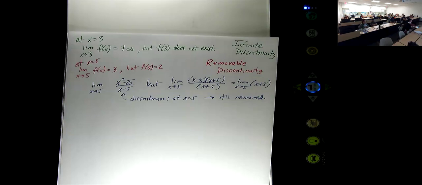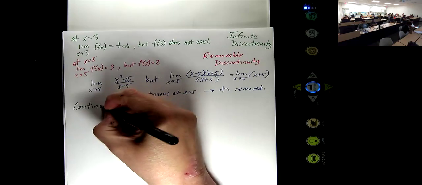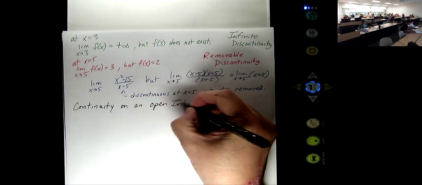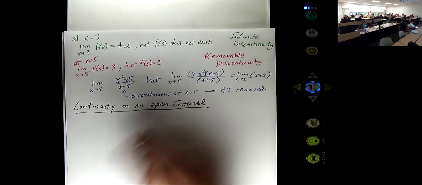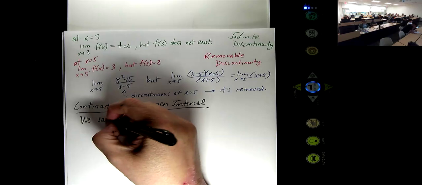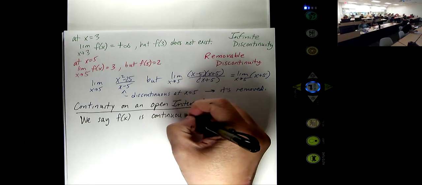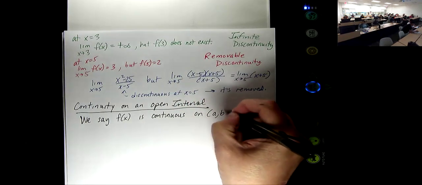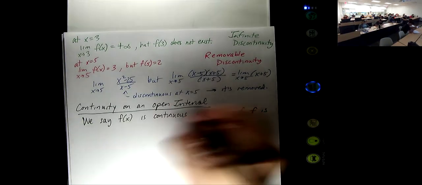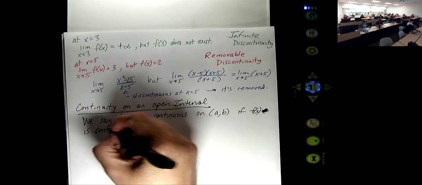So that talked about continuity at a point. Now, continuity on an open interval. We say f is continuous on (a, b) if f is continuous at every point in (a, b).